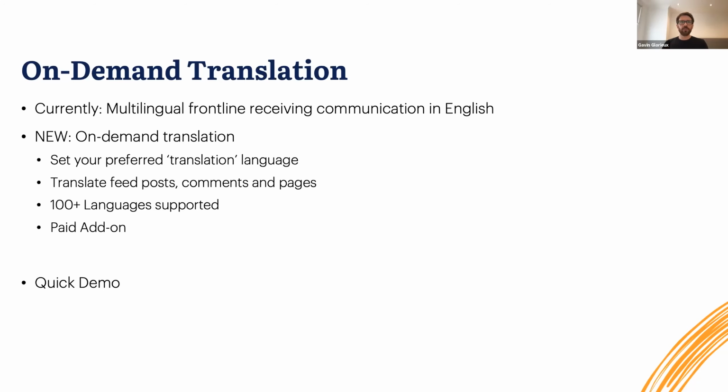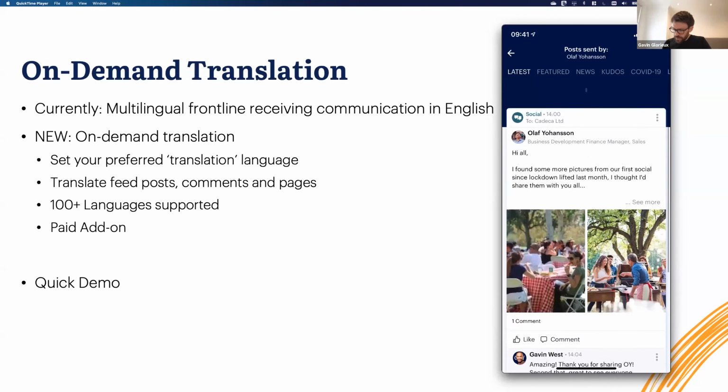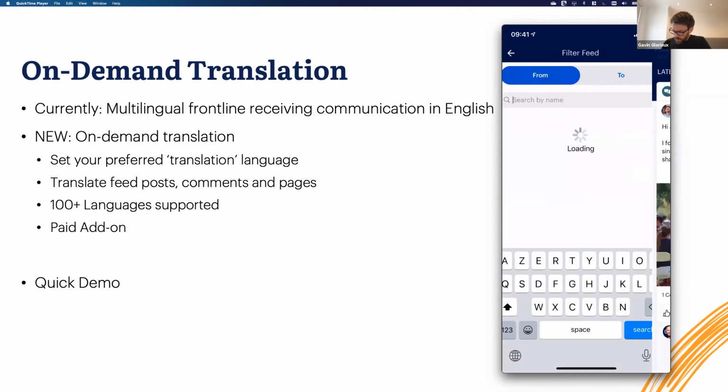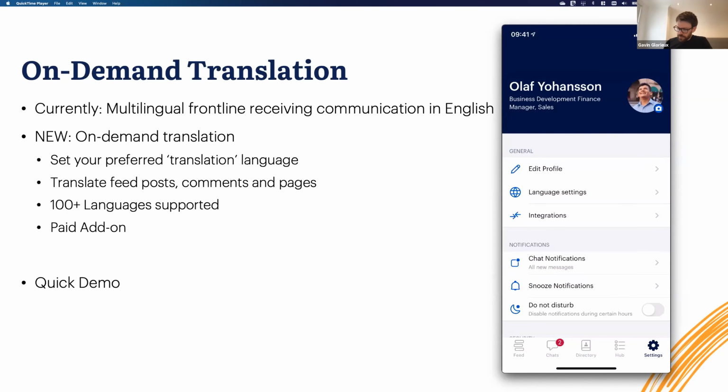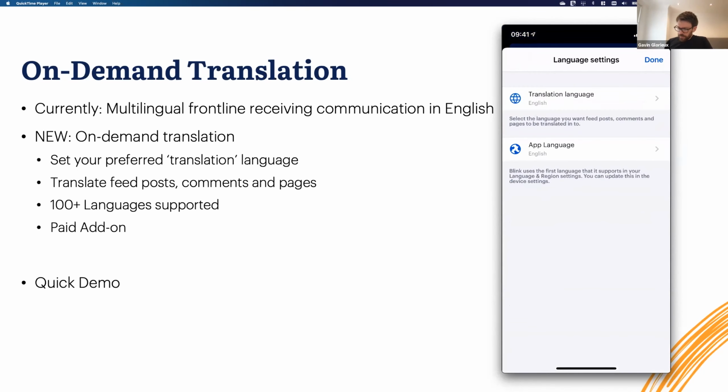I'm going to bring up the mobile app again. So imagine if I was one of your frontline workers coming in, the first thing I would do is go into settings. And as you can see, I've got a new language setting option here. I'm going to go in there and there are two settings I can set here. One is the app language, and that is what's going to set the language that my Blink app is in. So all the copy that we've put in the app can be translated into up to 10 languages.